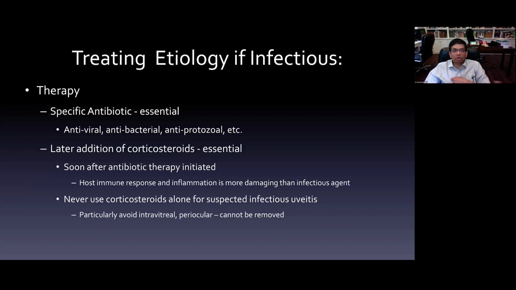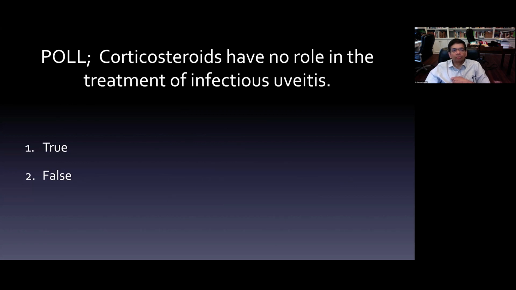So a follow-up question to that would be, this is the next question. Corticosteroids have no role in the treatment of infectious uveitis. Is that true or false? That is false. I'm glad all of you got this right. Corticosteroids absolutely have a role in controlling the host response, the inflammatory response, after the patient has been placed on appropriate antibiotic therapy. Then you can use corticosteroids aggressively.